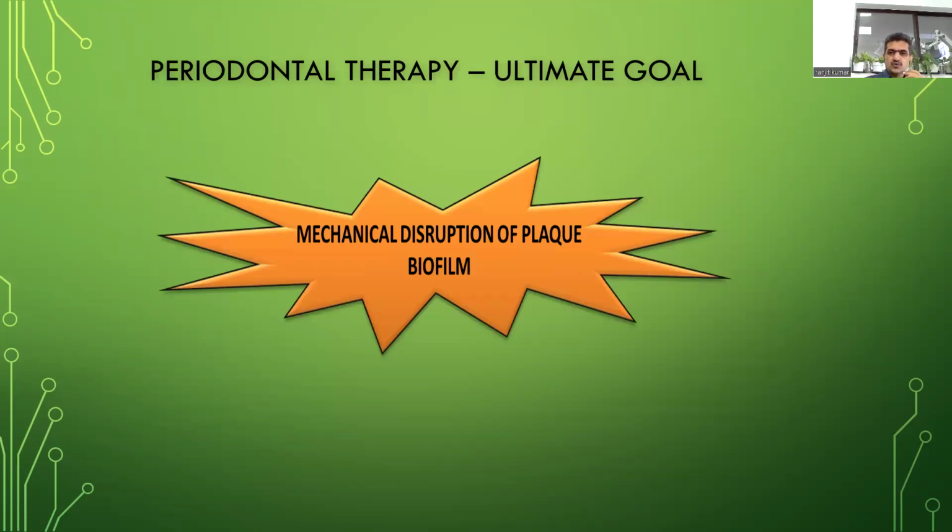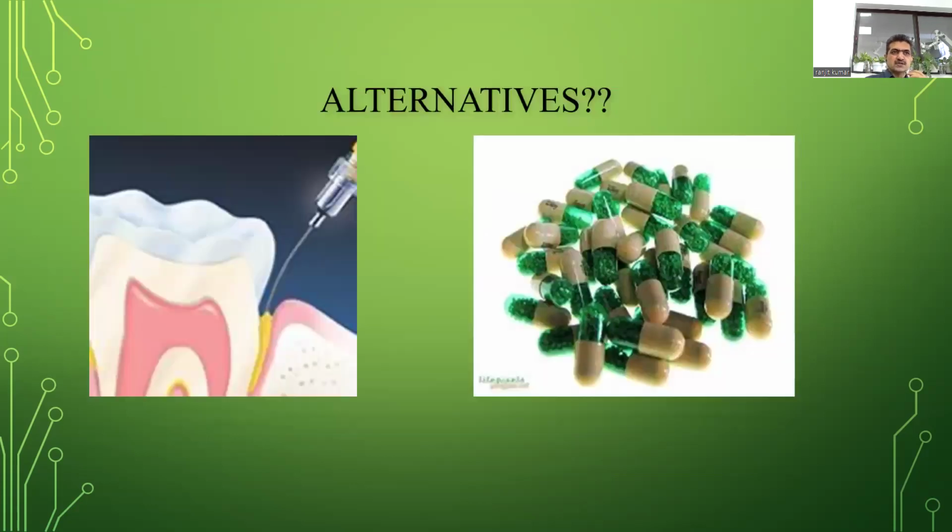Now, how do I eliminate that plaque biofilm, the bacteria? The gold standard is mechanical disruption. By mechanical debridement, I try to get rid of this plaque biofilm. But am I doing it? Am I fulfilling 100% to get rid of this plaque biofilm? Definitely not. So then came an adjunct treatment.